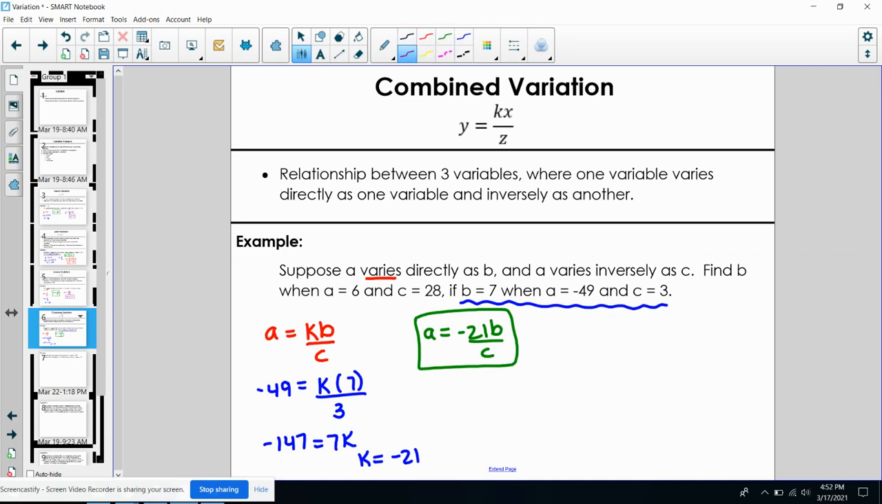And then now we're going to solve for b. So when a is 6, we're going to plug 6 in for a. We have negative 21 as our k. b is what we're solving for, so we'll leave that as b. And then c is 28. So we're going to multiply both sides by 28. So we'll get 168 equals negative 21b, and then divide by negative 21. So our b is going to be negative 8.